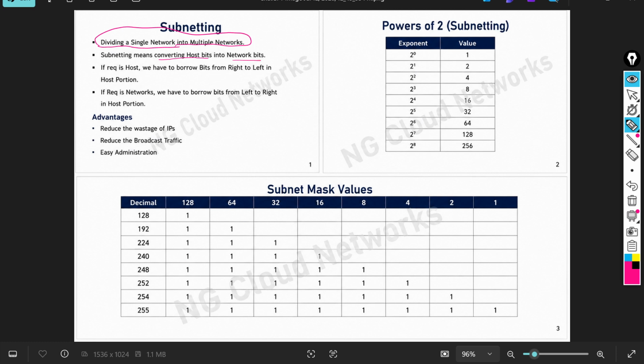The third point is, if the requirement is hosts, we have to borrow bits from right to left in the host portion. If the requirement is hosts, it means nothing but IPs, the number of IPs. Like we just discussed, right? Department A required 50 IPs, Department B required 30 IPs, Department C required 10 IPs, like that, right? So this is the host requirement.